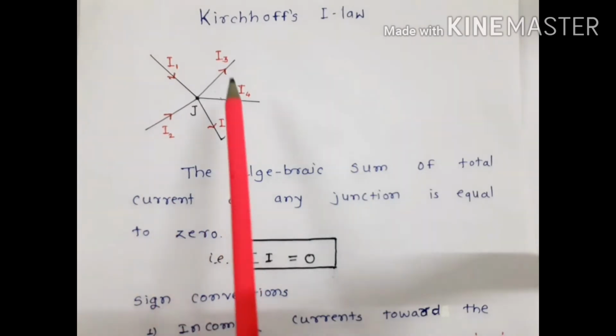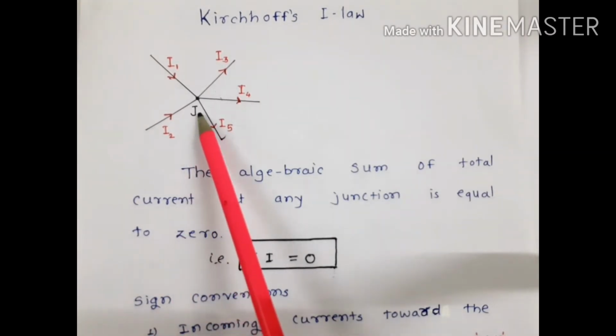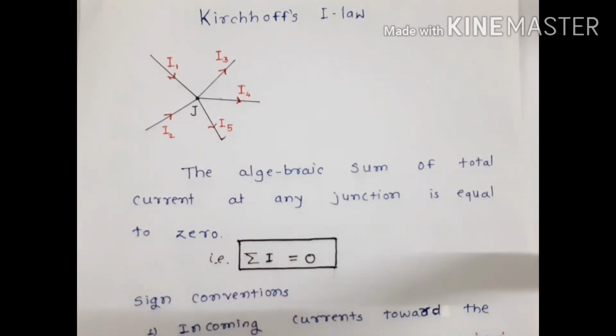Let us see Kirchhoff's first law. It is also known as the junction rule. It is related to current and to conservation of charge. Here capital J represents the junction point. A junction point is a point at which more than two paths meet. The statement of the first law: the algebraic sum of total current at any junction is equal to 0. That is, summation of I is equal to 0.